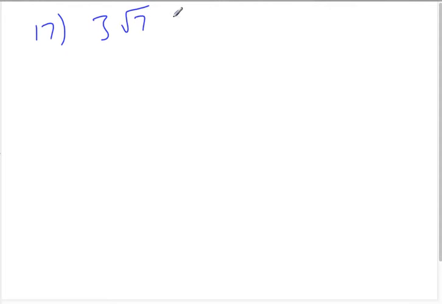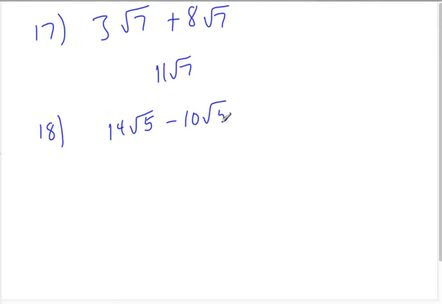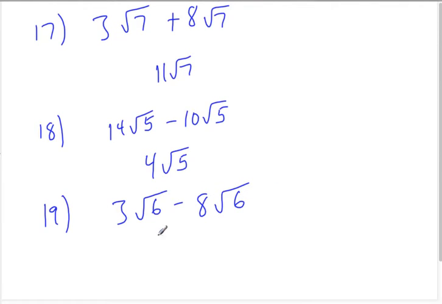17, we have 3 root 7 plus 8 root 7. Well, these are like terms, so 3 plus 8 is 11 root 7. Done. Easy. Number 18, we have 14 root 5 minus 10 root 5. Again, these are like terms. 14 minus 10 is 4, so 4 times root 5. Done. Number 19, we have 3 root 6 minus 8 root 6. Look at that, like terms. 3 minus 8 is negative 5 times root 6. Done. Those were easy. Let's go on to number 20.